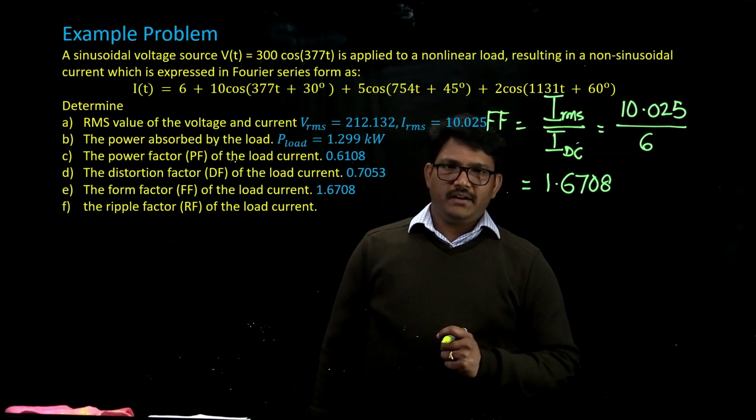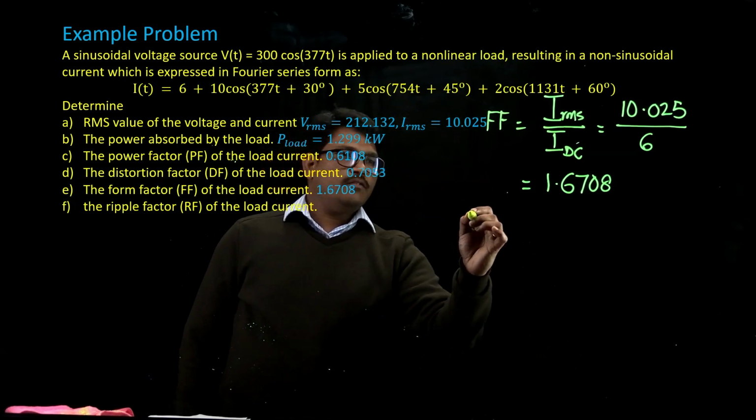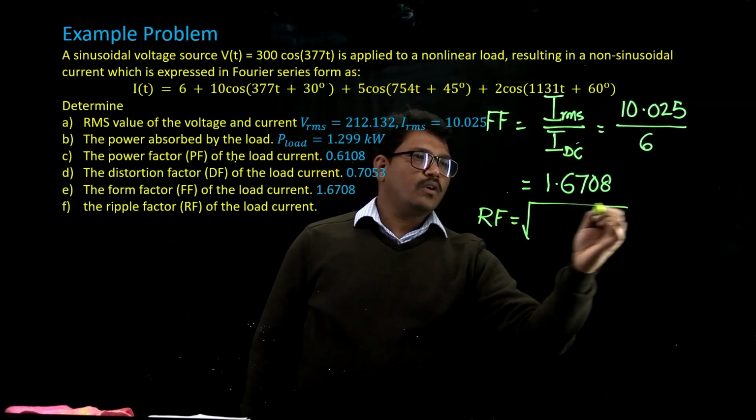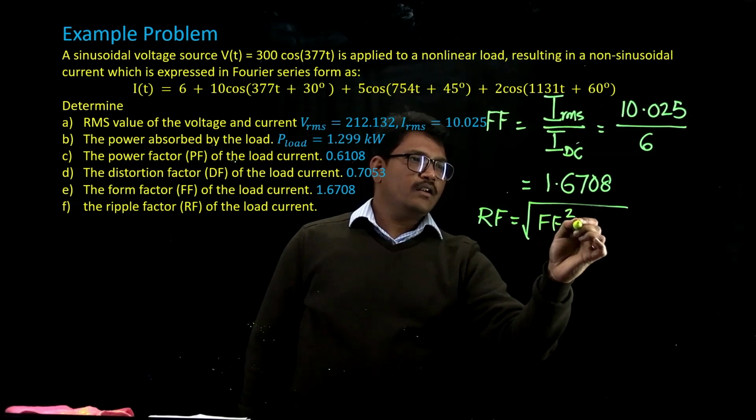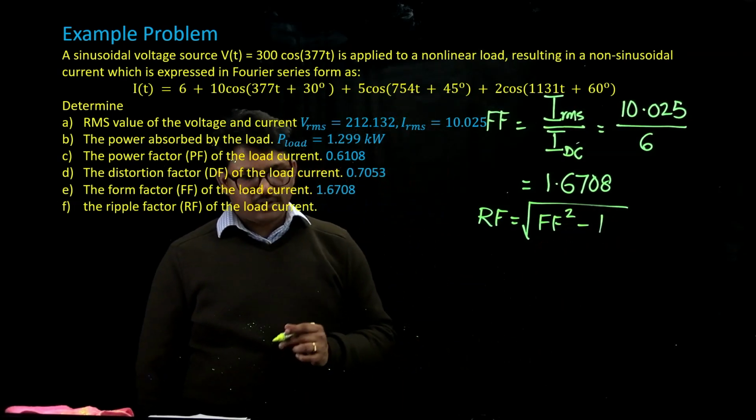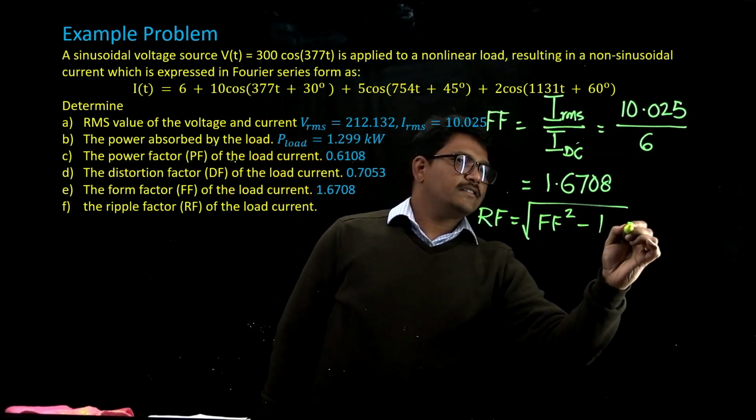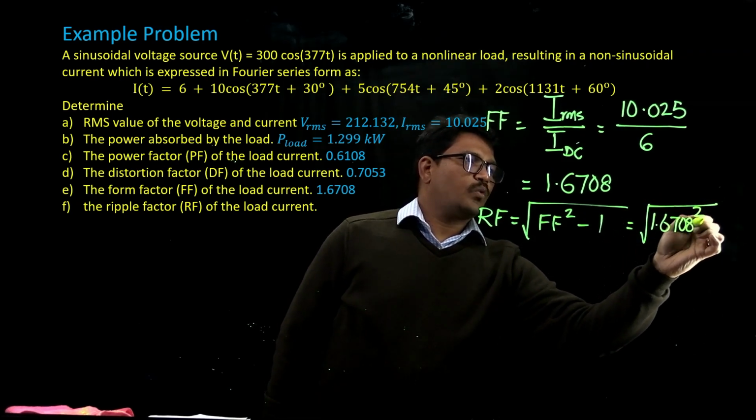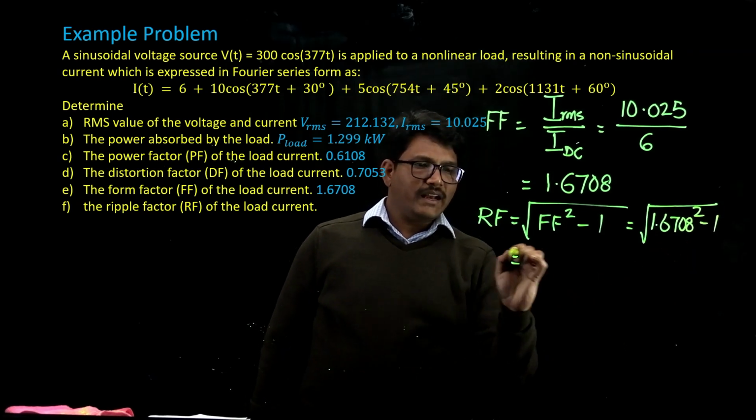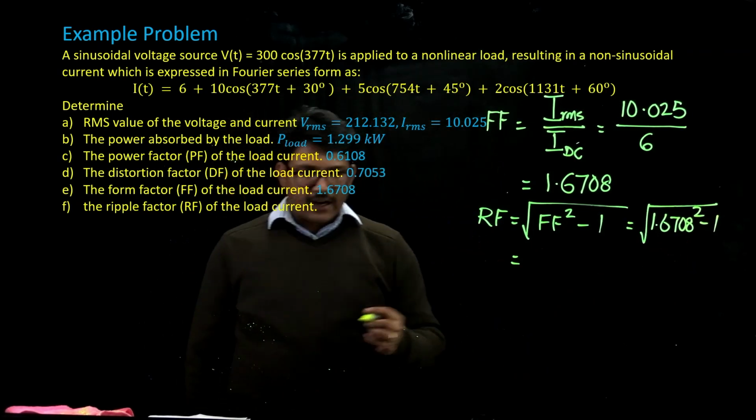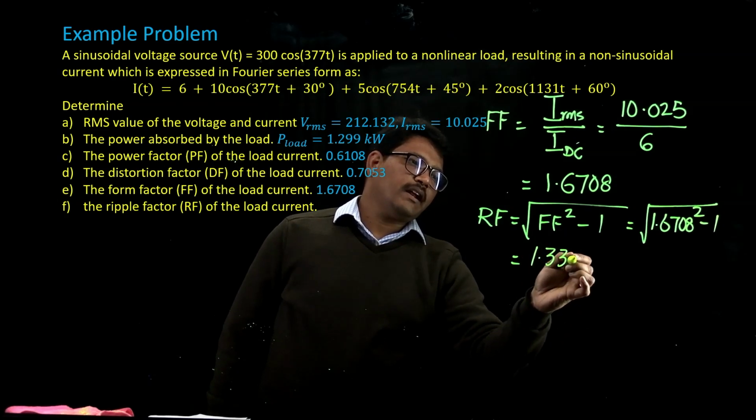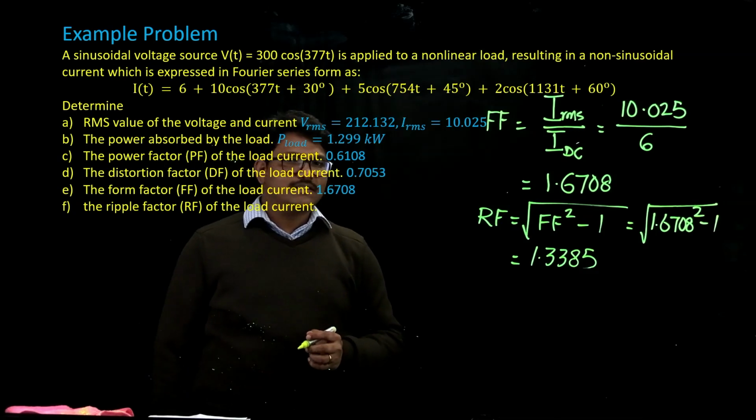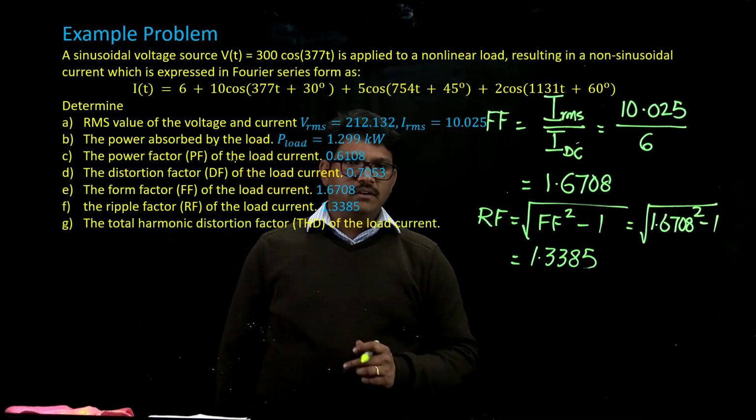Next one to calculate is the ripple factor of the load current. Now if you want to get the ripple factor of the load current, then it is going to be square root of form factor square minus 1. We already have the value of the form factor, and that is 1.6708 square minus 1. And if you calculate the value of the ripple factor, that is 1.3385 for us.